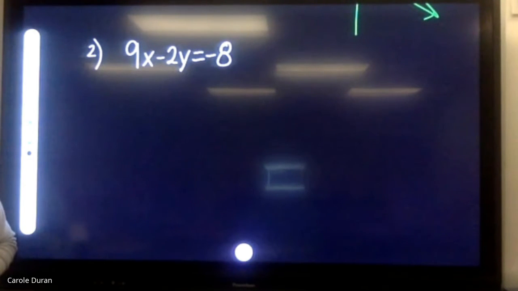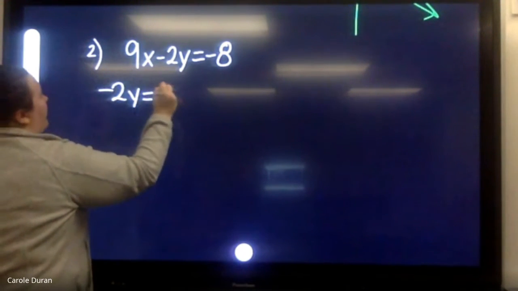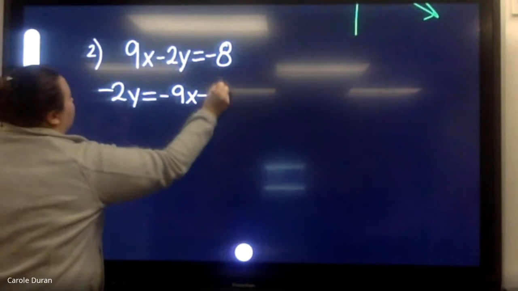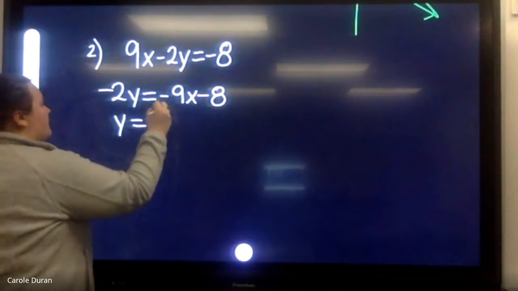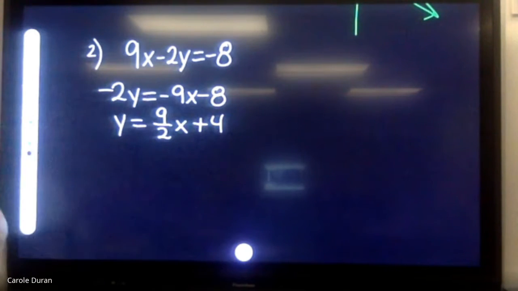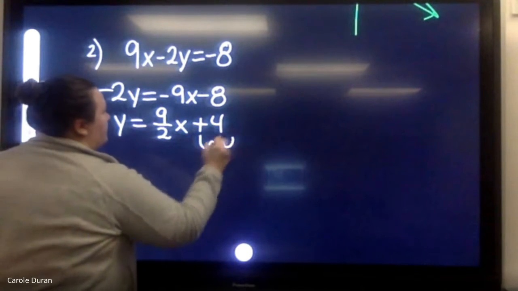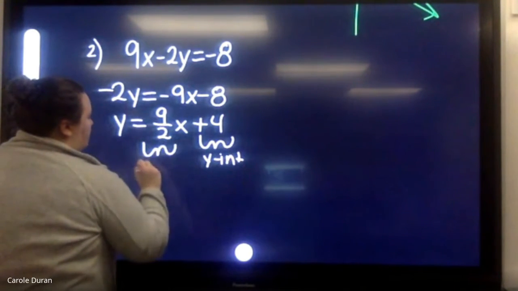So what's the first thing I'm gonna move? The 9x, I'm gonna subtract it over. So I get -2y equals -9x minus 8. Then what am I gonna do? Divide by -2. When I do, I get y equals positive 9 over 2 x plus 4. Where again, I pull out that information. So positive 4 is my y-intercept, and 9 over 2 is my slope.